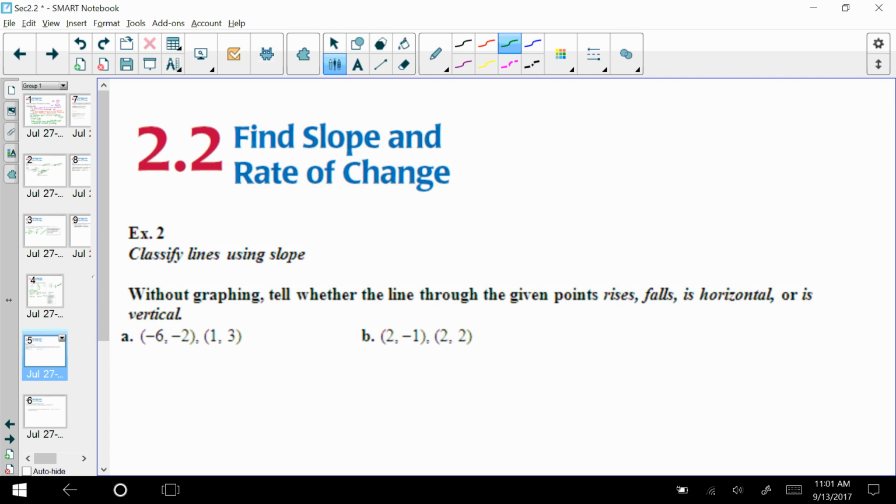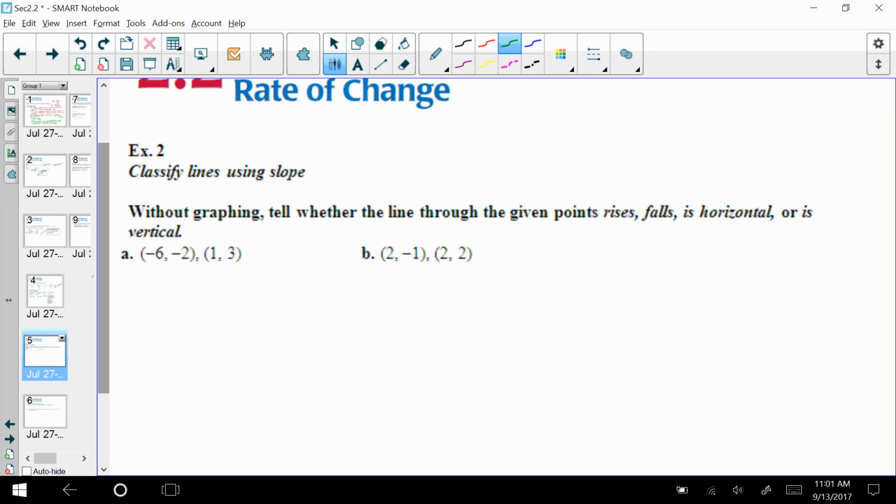So in this next example, without graphing, we're going to see whether the line through the 2 points that are given goes up from left to right, goes down from left to right, or is horizontal or vertical. And we can do that just by finding the slope of these lines.